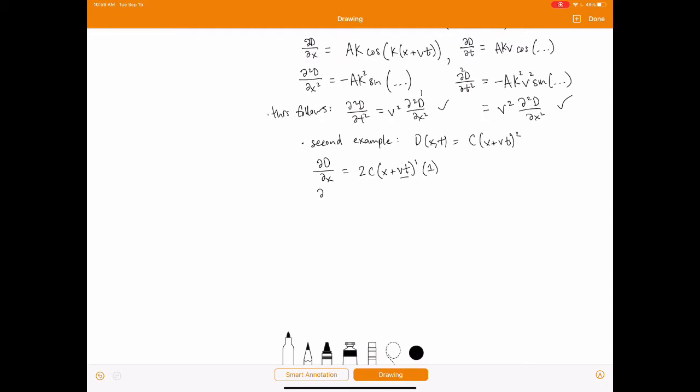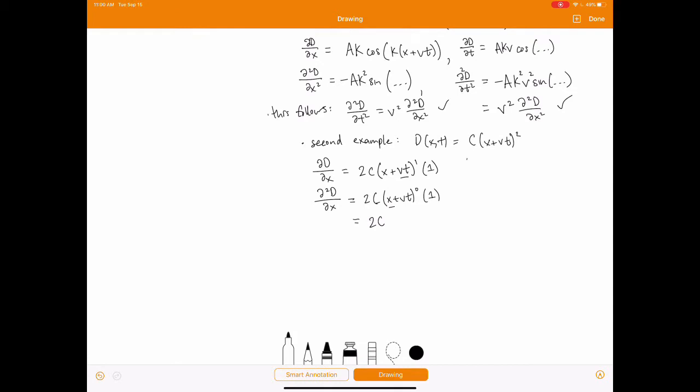And then if I take a second derivative, so now I'm going to have 2 times c. The 1 comes out to the front. The power of 1 comes out to the front. Then I have (x plus vt) to the 0 power. And then I have to take the derivative of what's inside again, but that's just 1. And by the way, when you have the 0 power, (x plus vt) to the 0 power, that's just 1. So this is just 2 times c, that's it.